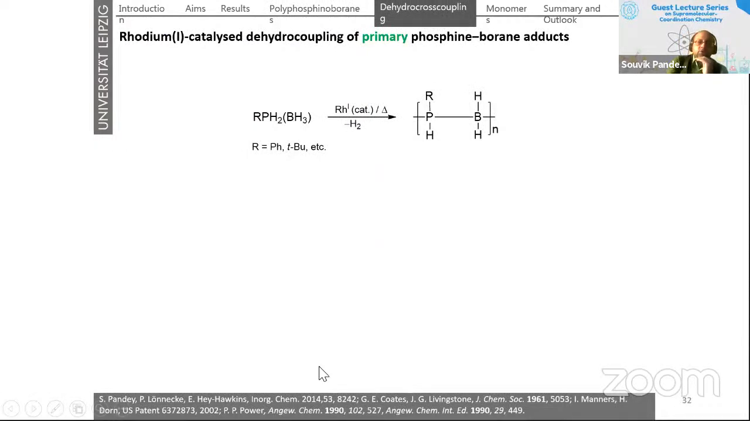So I have covered almost all the polymer related work I wanted to talk about. As I have a little bit of time, I will show you one more technique regarding phosphinoboranes. It is called dehydrocoupling. This is a technique we invented in our group. Whatever I showed you, I started with the primary phosphine. Primary phosphine means phosphorus has two hydrogens on it. So this is primary phosphine borane. You heat it with a catalyst, you get the polymer.